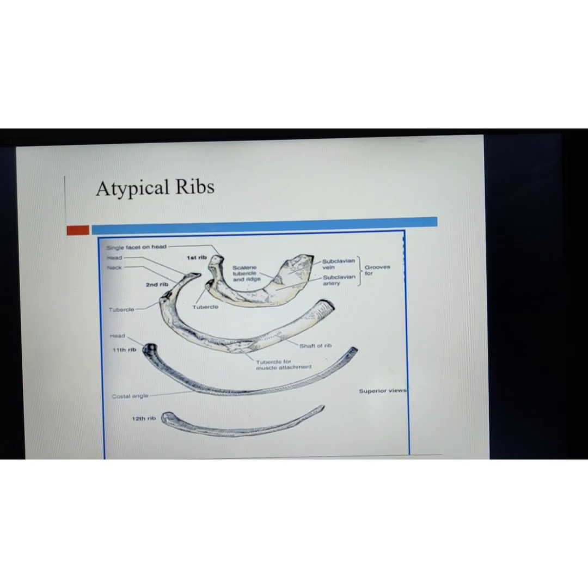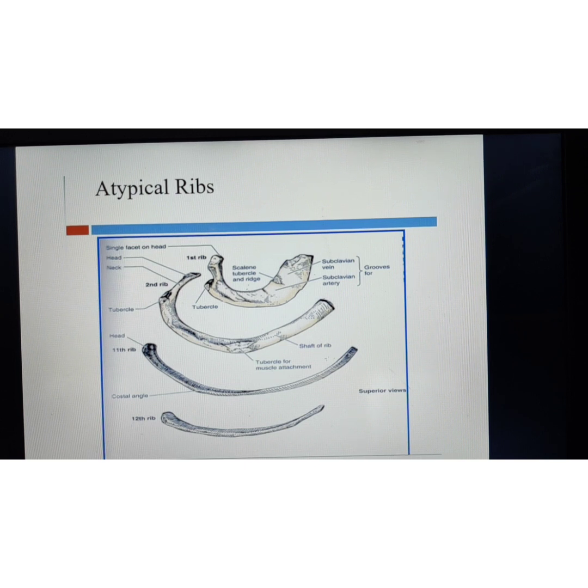Now coming to the 11th and 12th ribs, these ribs have got a single articular facet on the head. The 11th and 12th ribs have only a single articular facet through which they articulate with only the corresponding vertebra.